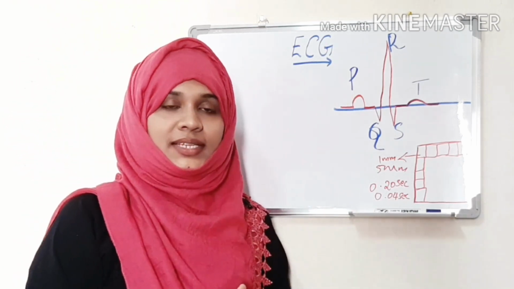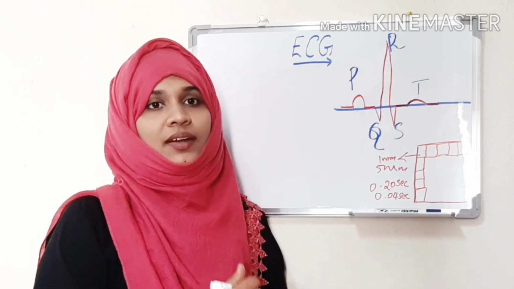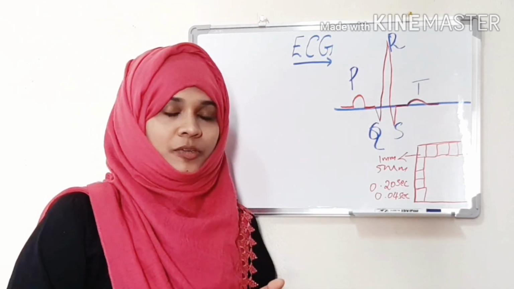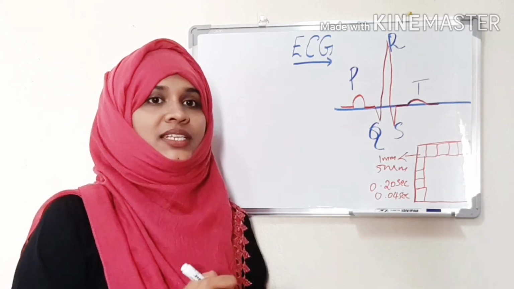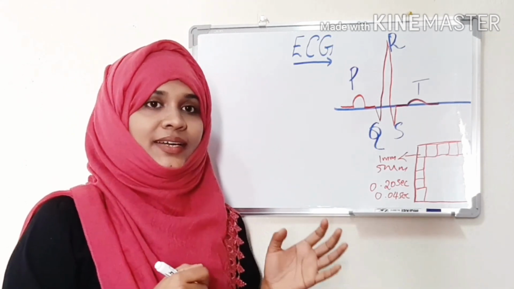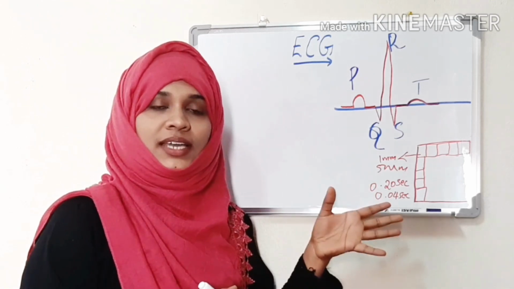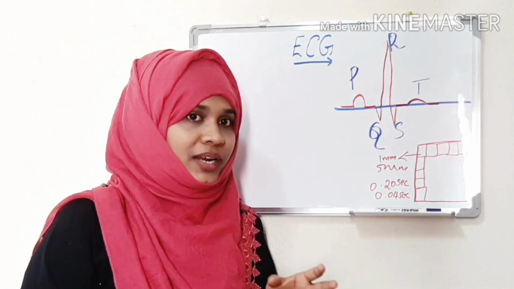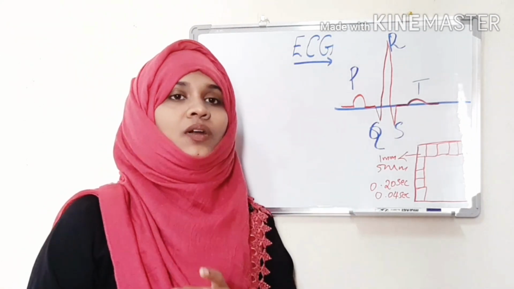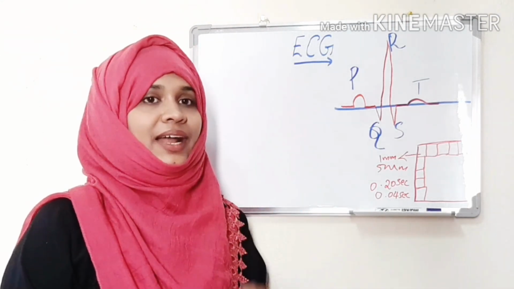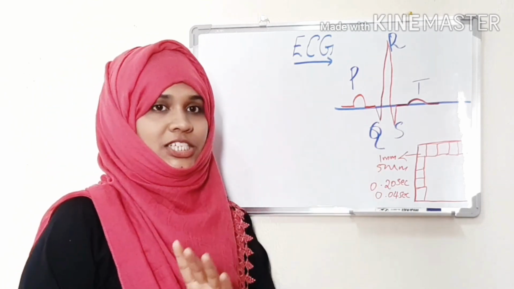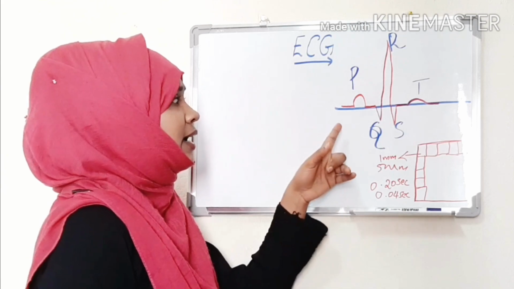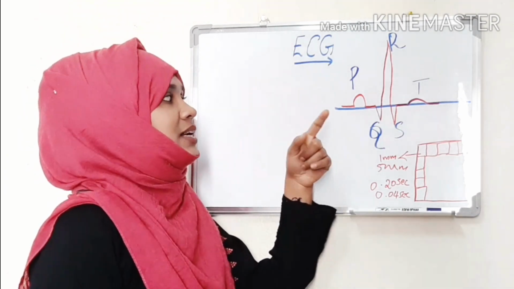P wave occurs as a result of contraction of atria. Which atria? Right and left atria. You know, the natural pacemaker, which is the SA node, generates electrical impulses from the right atria and it spreads to the left atria, and both atria contract. That is called atrial depolarization or atrial systole or atrial contraction, and that represents P wave in ECG. You understand? So P wave represents atrial depolarization. And P wave is a small wave and it is a positive wave.